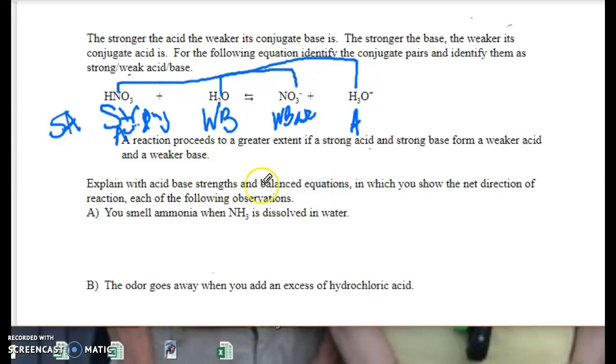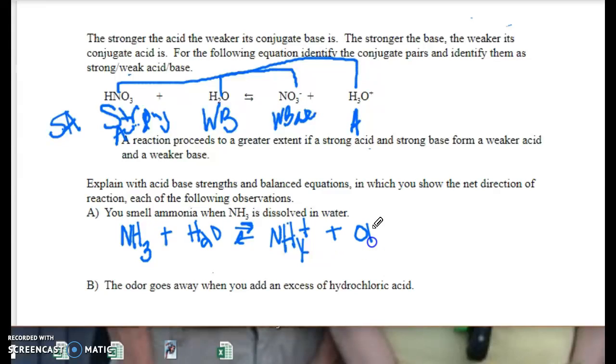So we're going to be looking at this equation for A. You smell ammonia when NH3 dissolves in water. So we're going to write the equation. So NH3 is ammonia plus water is in equilibrium forming NH4 plus, that's the ammonium ion, plus OH minus. So again, NH3 is a weak base. Okay, this is going to make water a weak acid.